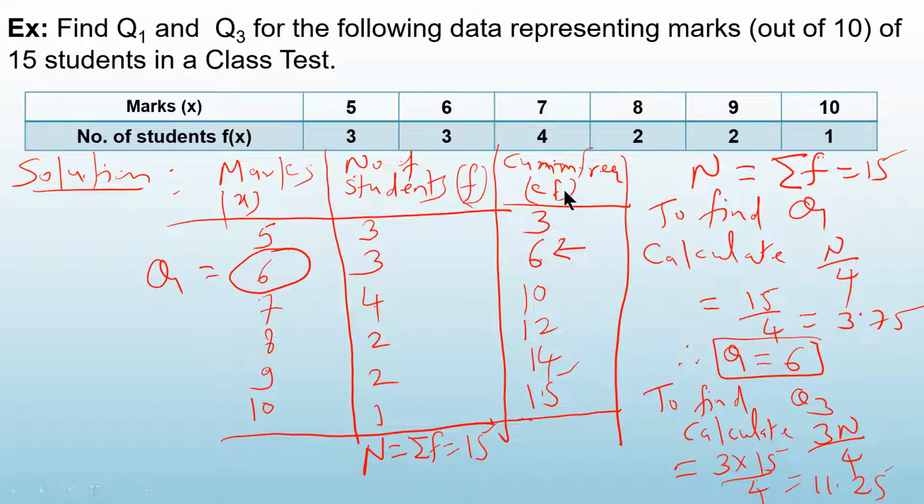Now what you have to do? Look at the cumulative frequency column where the cumulative frequency just exceeds 11.25. यानी exceed मतलब बड़ा, यानी 11.25 से बड़ा कहाँ हो रहा है? It is here 12, right? So put an arrow here. And this is for which one? It is for 8. Okay. So what is the value of Q3? Q3 is 8.